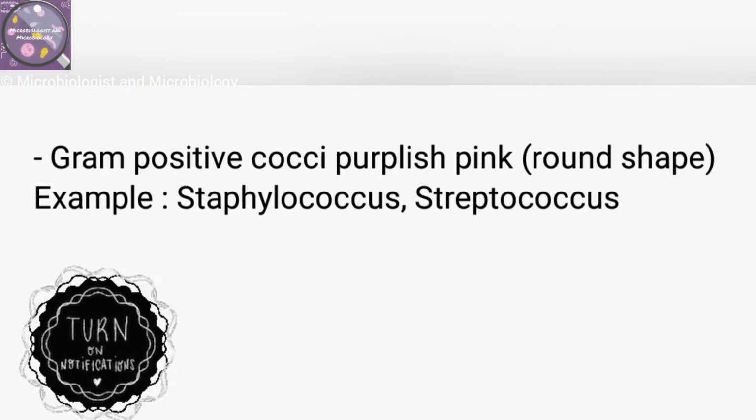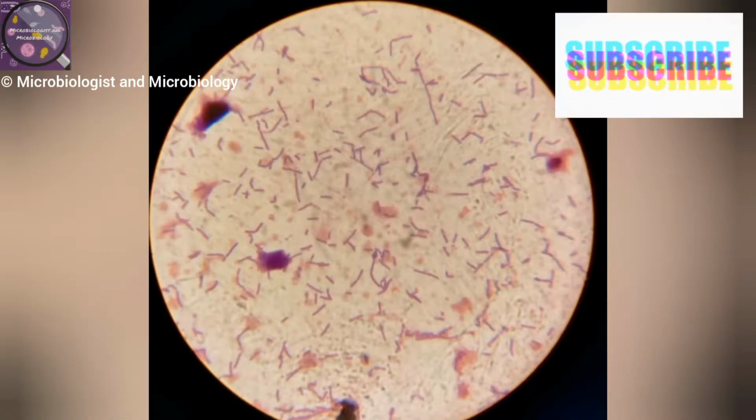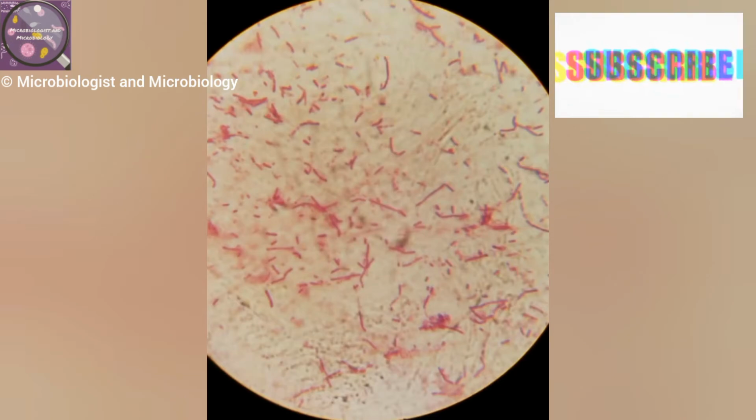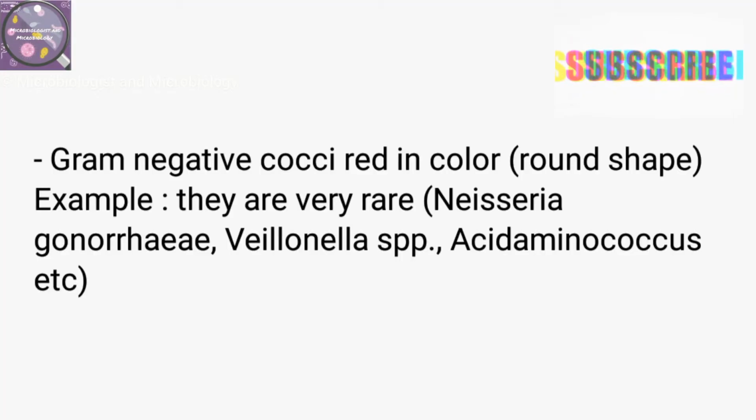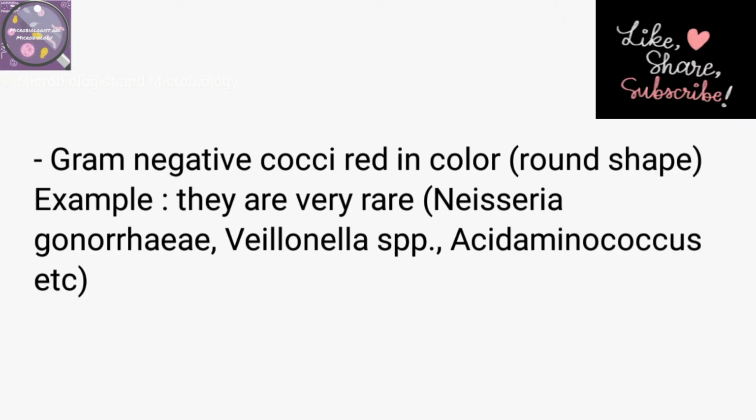Gram-positive cocci: purplish pink, round shape. Examples are Staphylococcus and Streptococcus. You can see these microscopy slides of cocci bacteria. Gram-negative cocci: red in color, round shape, and they are very rare.